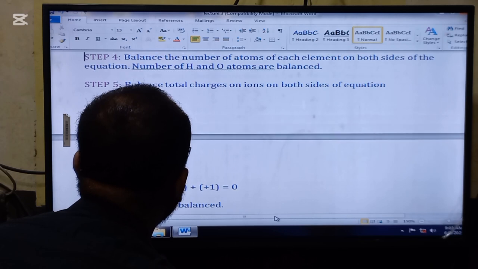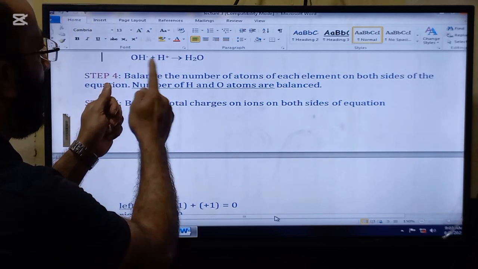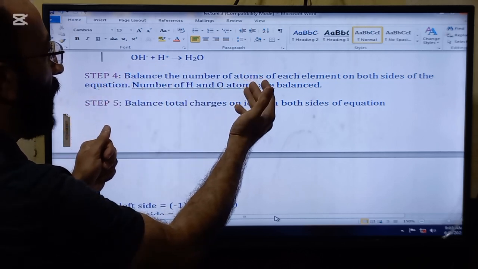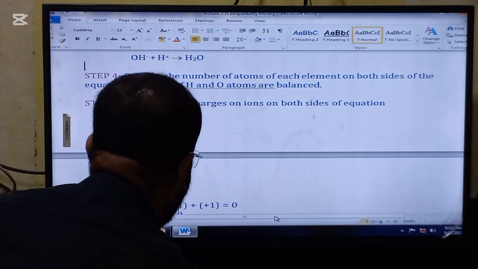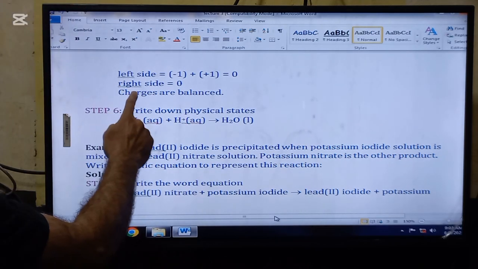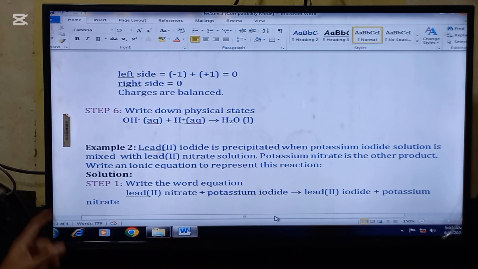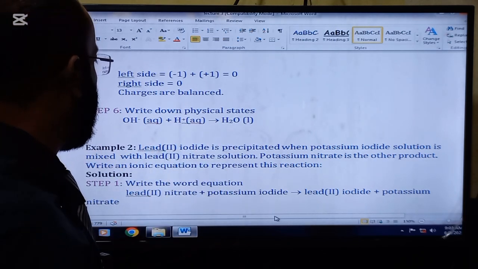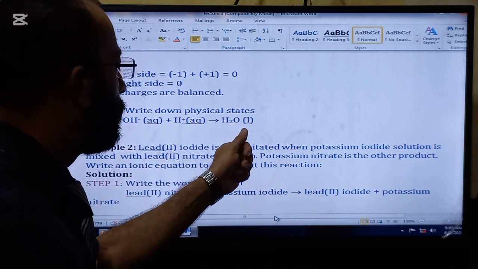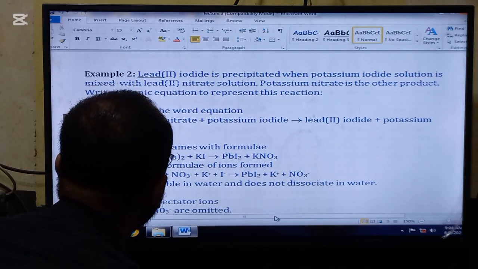So if you can see from the equation, there is one negative and one positive charge, so these will be balanced. So net result will be 0. And on the right hand side, net result is already 0. So the charges are also balanced. So look now, left side is -1 + 1 equal to 0, and right side is also 0. So charges are balanced. And the final step will be to write the physical state. OH⁻ and H⁺ are aqueous, and H2O is a liquid. So these are 7 steps.